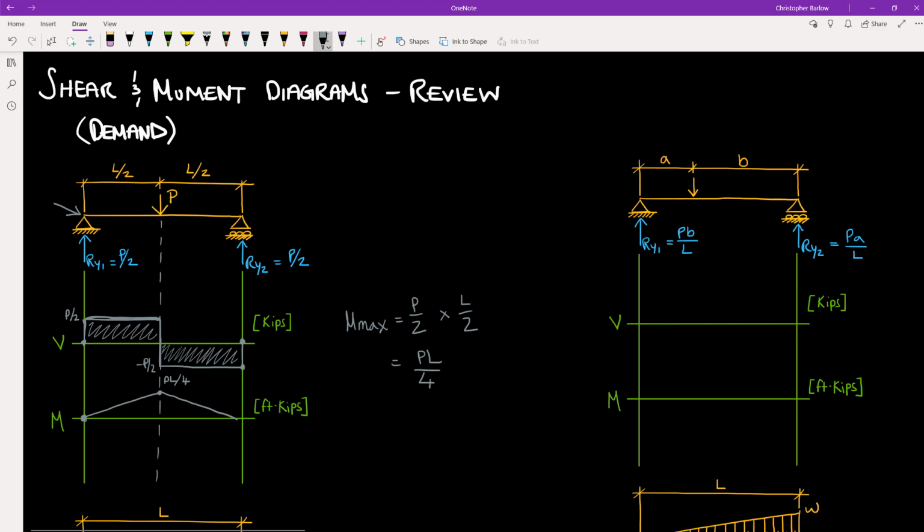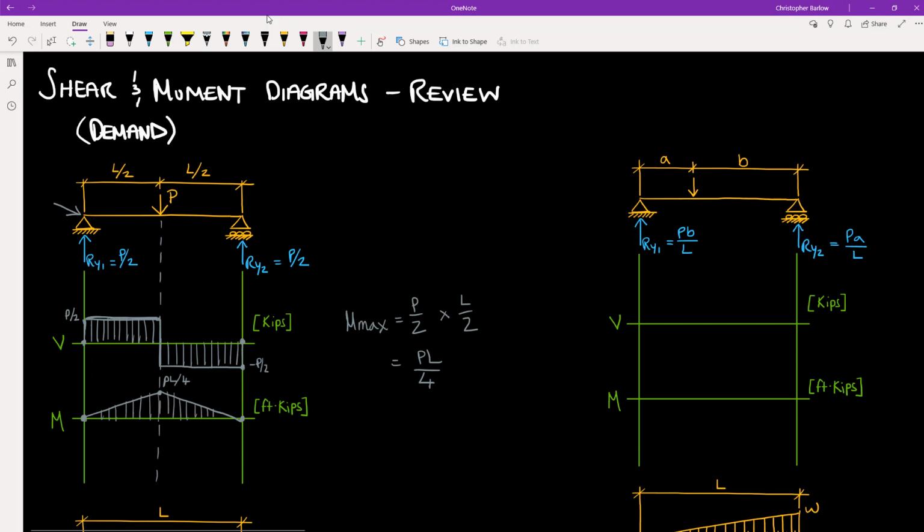And that moment curve will start to go down until we reach 0 on the other end. And we know that it will go back down to 0 because these two rectangles have the same area. They both have a total area of PL over 4. And I'm going to move this negative P over 2 over here so it's not getting confused with our maximum moment. And so that is our shear and moment diagram for this very basic loading condition.